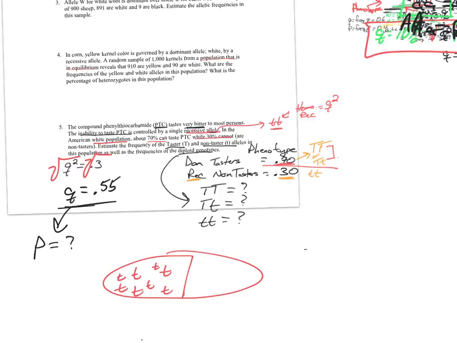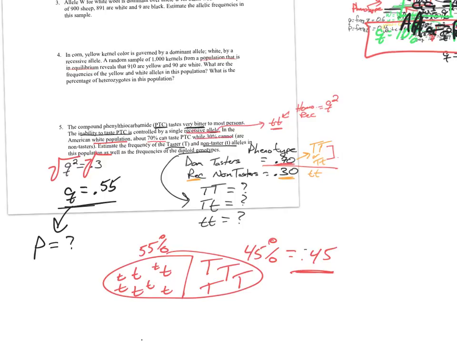That's little t's. That's not genotypes, right? That's alleles. There's 55% of the alleles in the whole population that are little t. So what's the rest? Big T, right? P plus Q. And so what is that? 45%. And what's another way of writing 45%? 0.45. You see, that's all there is to it.